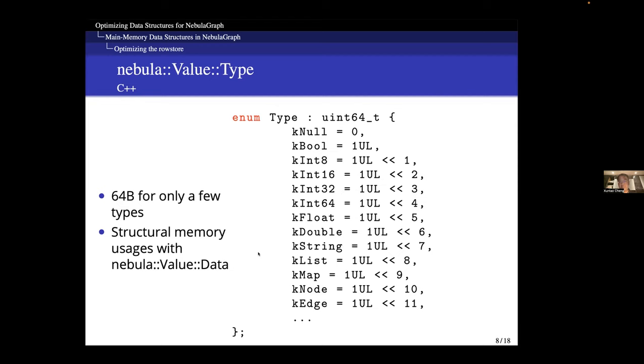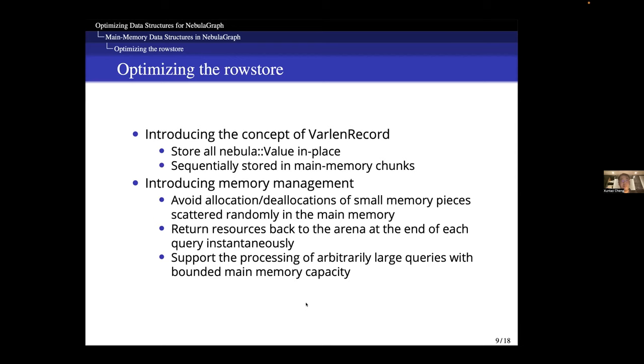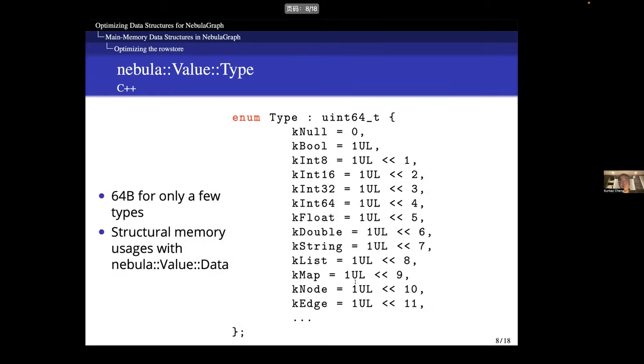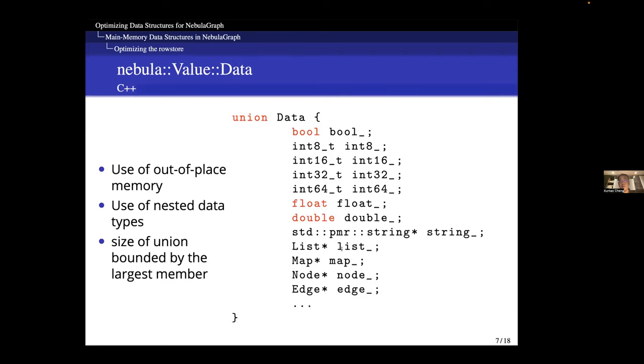So this is our current implementation, and we want to improve it. On this slide, I summarize some of the basic techniques that we are using to optimize the row store, the space used by each record. We are introducing the concept of a variable-length record, which is a record that is able to use memory of variable length, and it's quite adaptable. It's going to store all Nebula values in place. So there will be no pointers pointing to other spaces in main memory. We are removing all these pointers and storing all its data sequentially together in main memory.